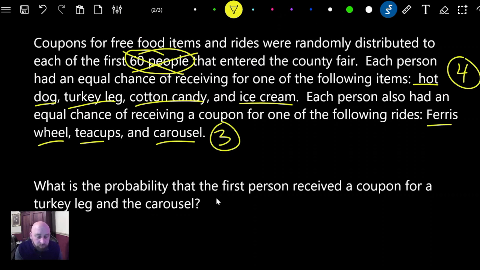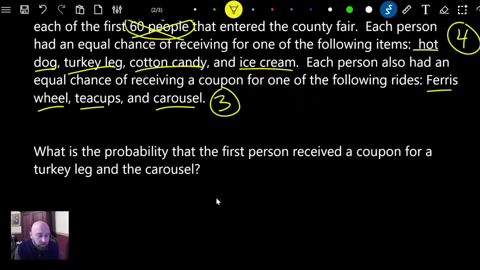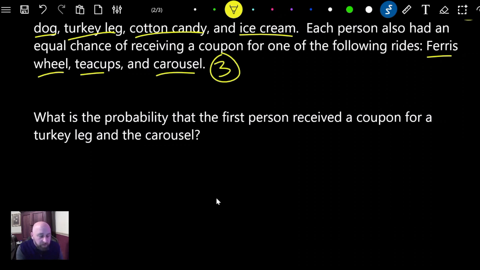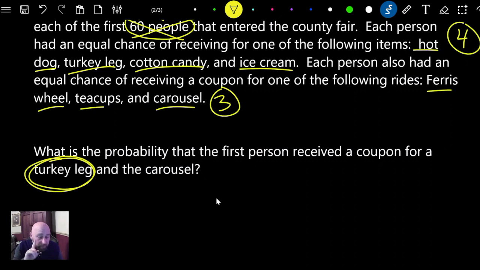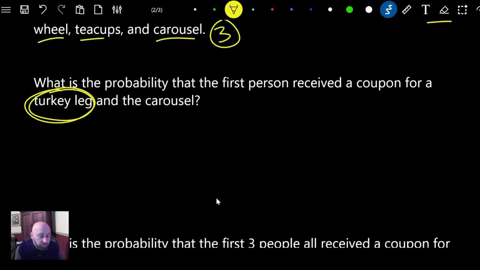Now, there's 4 total things with the foods. So let's talk about this. What is the probability that he gets a turkey leg? Okay, so that is 1 thing out of 4 total things. So that would be 1 of 4. 1, the numerator, is the turkey leg. The denominator is the fact that he could have gotten hot dog, turkey leg, cotton candy, or ice cream. There were 4 things that he could get there total. So 1 out of 4 that he got turkey leg.